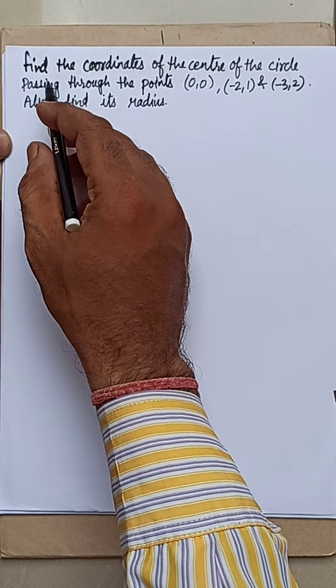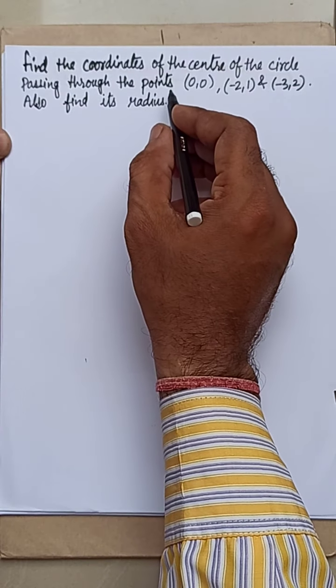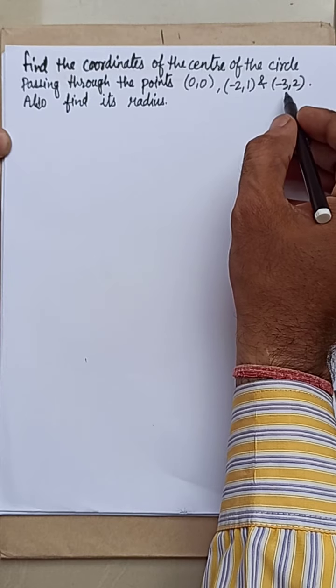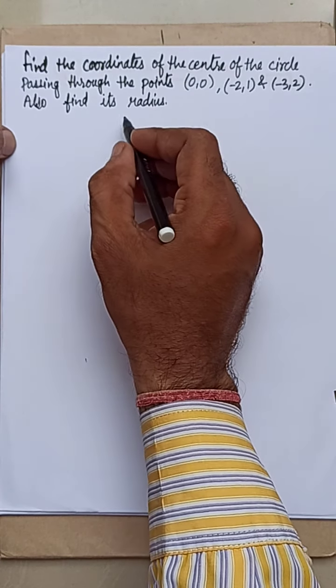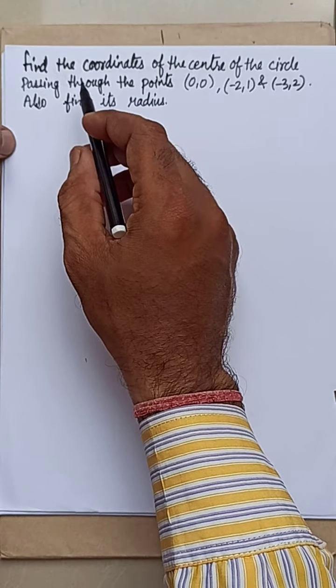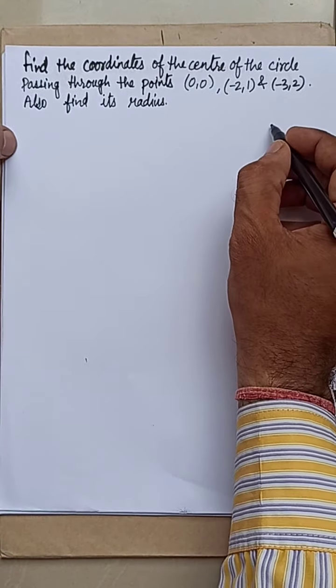Let's see the question. Find the coordinates of the center of the circle passing through the points (0, 0), (-2, 1) and (-3, 2). Also find its radius. So as the question is given, we have to find the coordinates of the center of a circle. It means there is a circle.